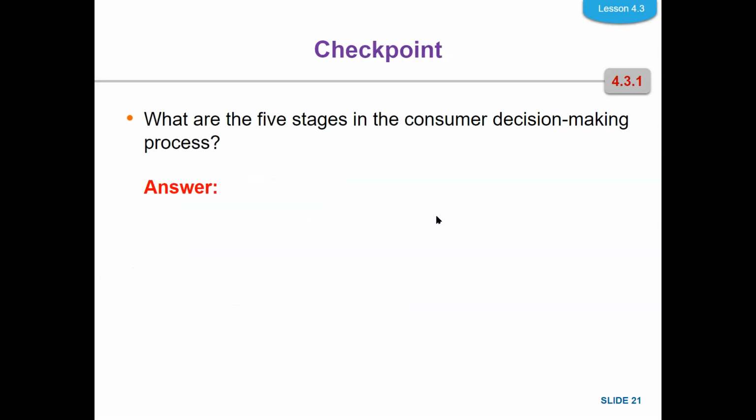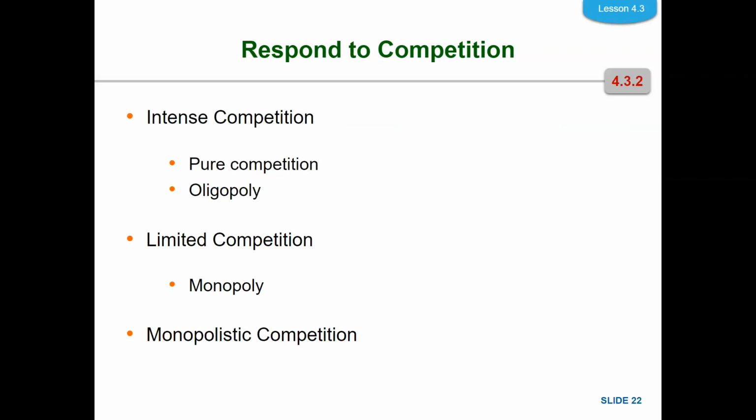Okay, so checkpoint for 4.3.1 is this: what are the 5 stages in the consumer decision-making process? And you can find those on page 106 or the slide that we just went over. Okay, so the section about responding to competition. So you have intense competition, and the 2 subsections for that would be pure competition and oligopoly.